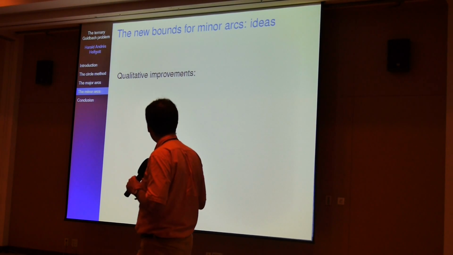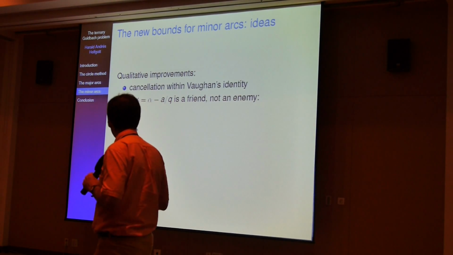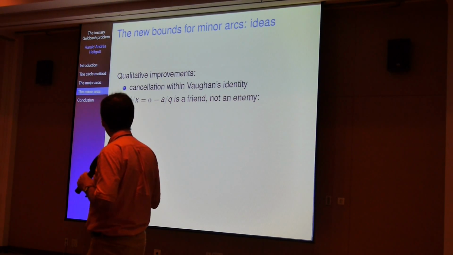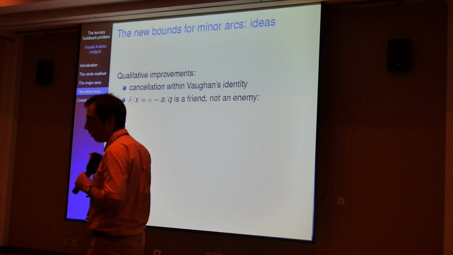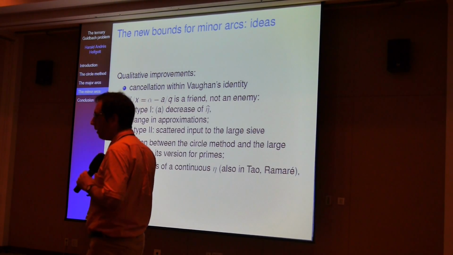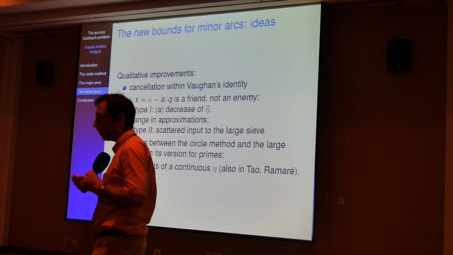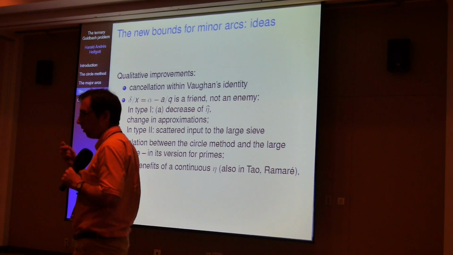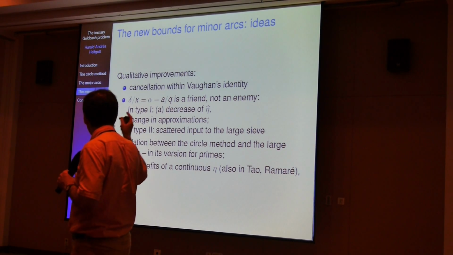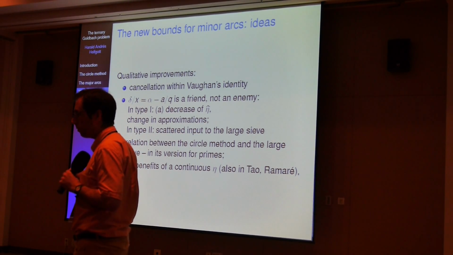So what are some of the qualitative improvements? One is cancellation within Vaughan's identity. We will go over that very quickly. Then there's the fact, as I said, the error is your friend. For one thing, it appears as an argument in a Fourier transform, and the Fourier transform of something continuous decays as delta goes to infinity. But there are also two other important things.